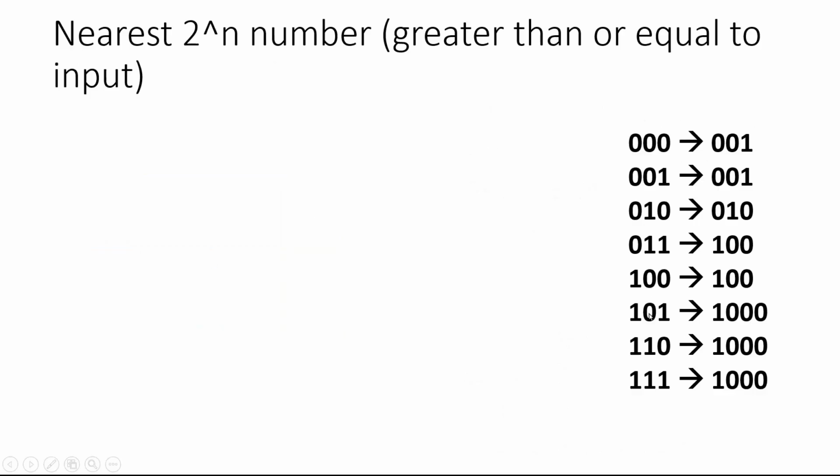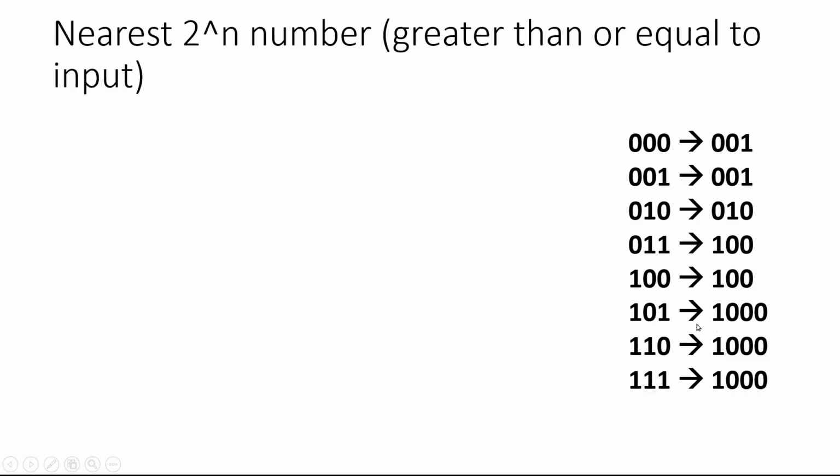Friends, this is the complete truth table. If input is 0, 0, 0, output will be 0, 0, 1. If input is 0, 0, 1, output will be 0, 0, 1. If input is 0, 1, 0, output will be 0, 1, 0. Similarly, if input is 1, 1, 1, output will be 1, 0, 0. Here an extra digit is added.